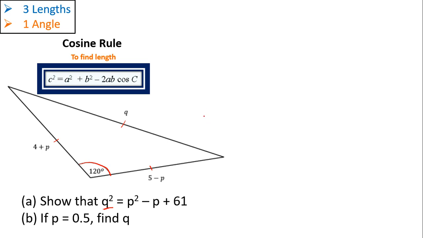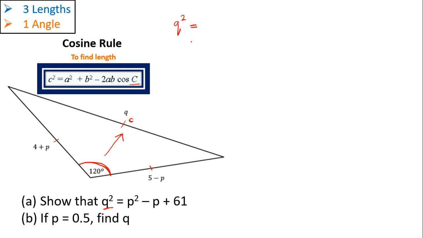Now, which one is my C? What's my capital C and what's my small c is important. Capital C always has to be the angle that you are dealing with. So I am dealing with 120 degrees, and the small c always has to be the length that is right opposite to my capital C. So if 120 is my capital C, then q becomes my small c. That's the rule. Whatever angle you have, the length right opposite to that angle becomes your small c, which means that in place of my c squared, I'm going to be writing q squared.